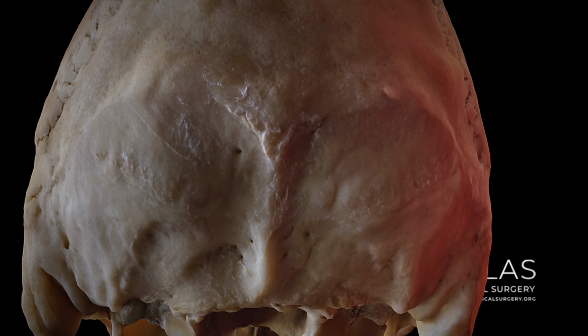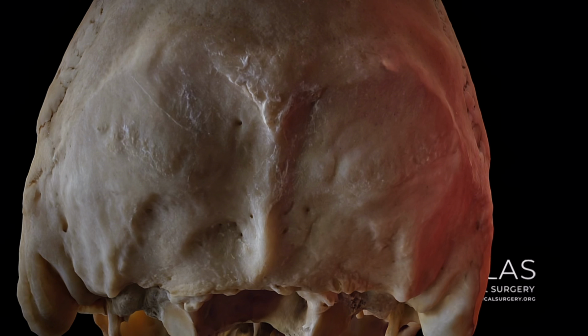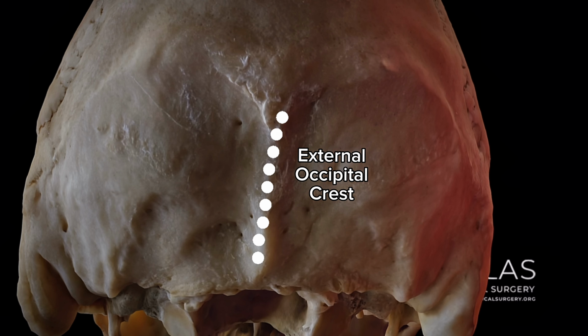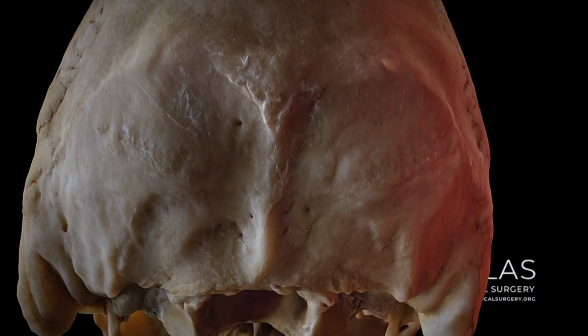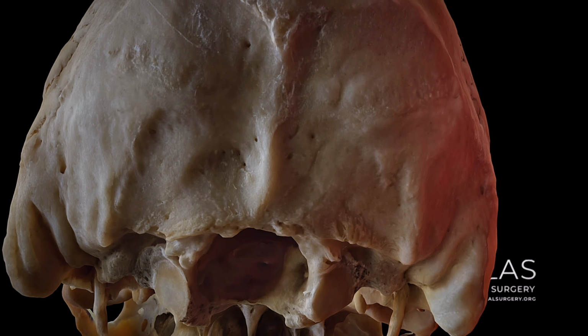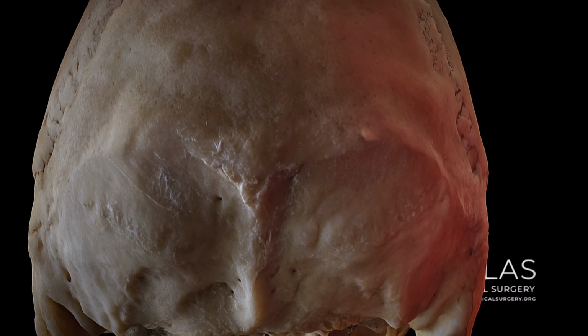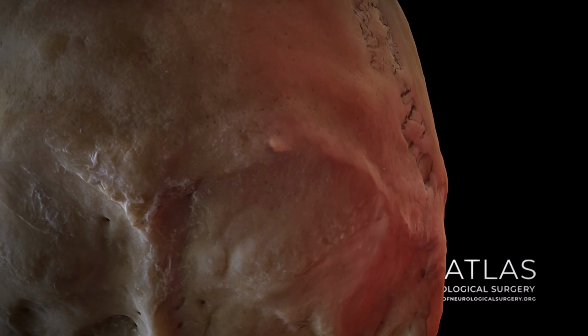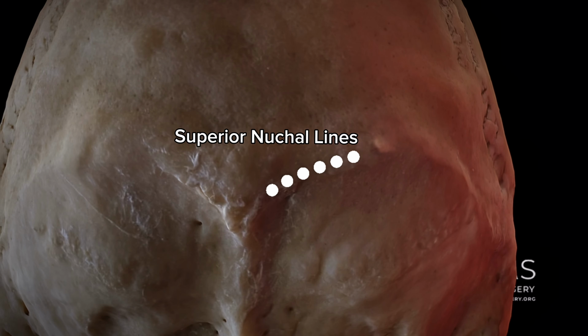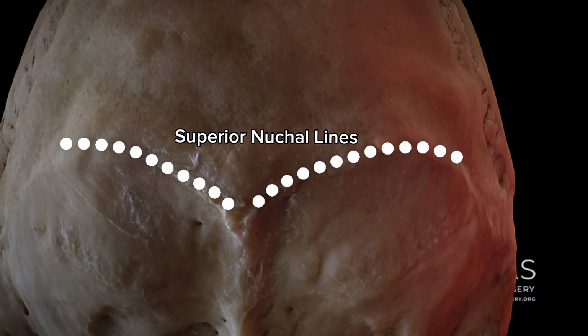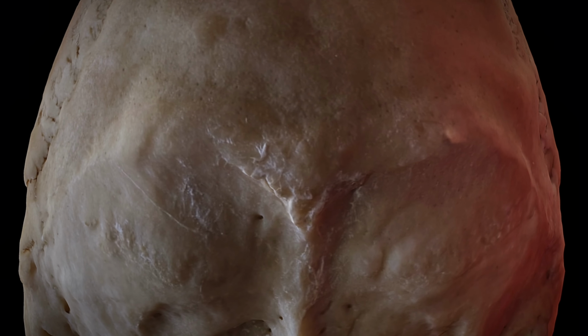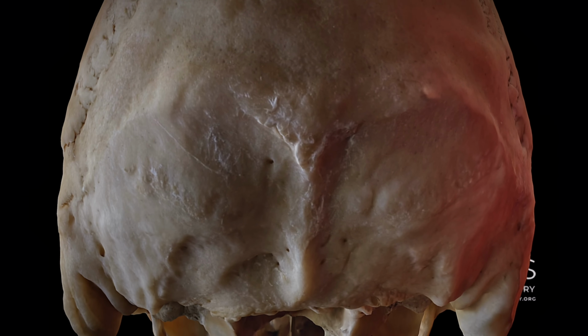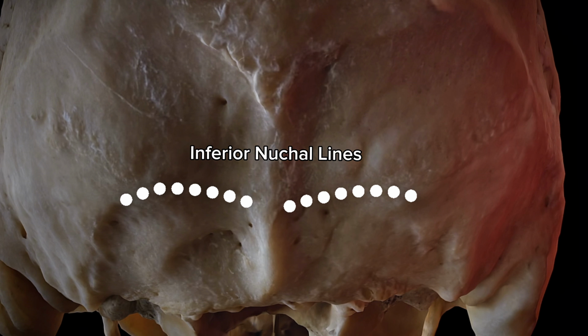From this prominence, a faint ridge known as the external occipital crest descends inferiorly toward the region of the foramen magnum. Although the crest becomes more pronounced toward its lower extent, only its upper segment is typically seen from the strict posterior view. Extending laterally from the external occipital protuberance on both sides are the superior nuchal lines. These lines curve outward in a smooth arc. Inferior to them, though often less distinct from this angle, lie the inferior nuchal lines, which run in a similar but shorter and lower trajectory.